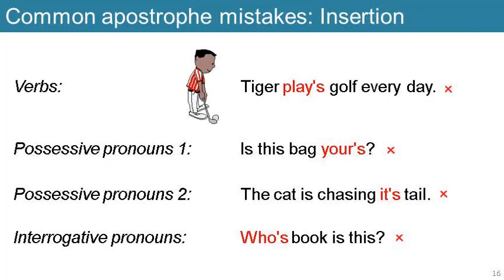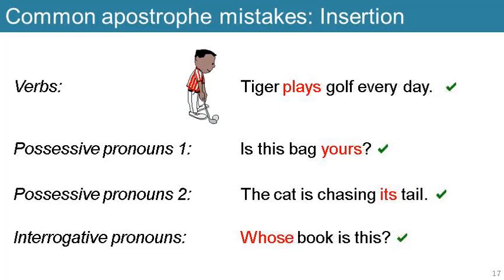A second mistake is putting in an apostrophe when it isn't needed. The words plays, yours, its and whose are all wrong. None of these red words is a contraction of 2 words, so the apostrophe is incorrect. The words are now correctly spelled without the apostrophe.